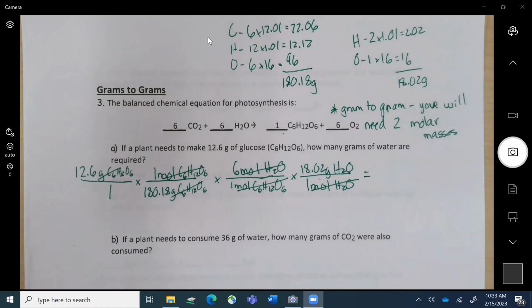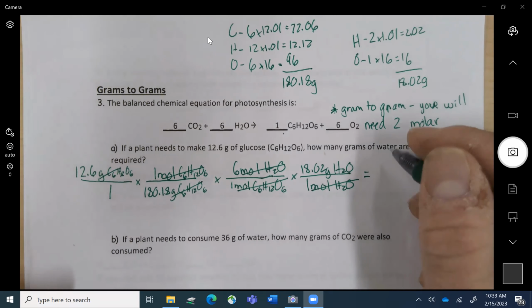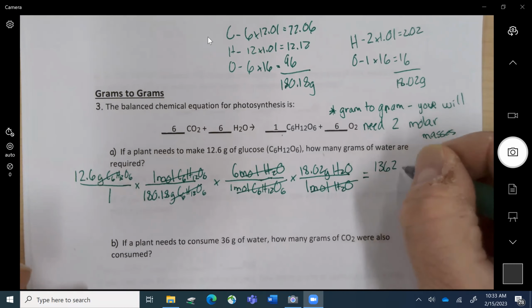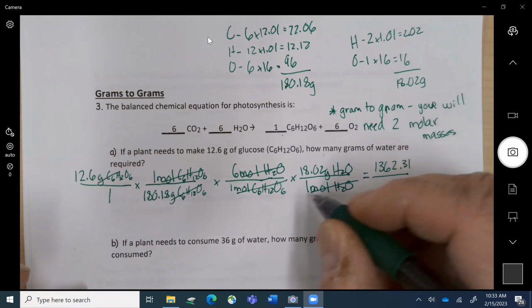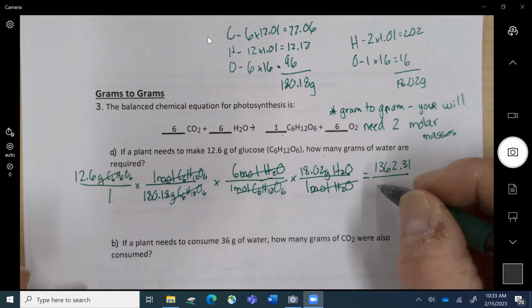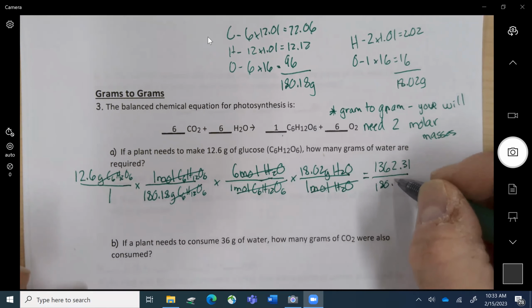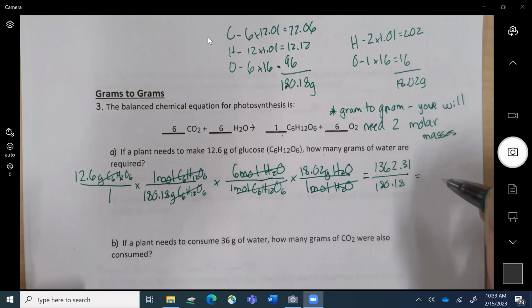Okay. So let's go ahead and do the math on this now. So it's everything across the top. So it's 12.6 times 6 times 18.02. Gives me 1,362.31. Now, this is all ones on the bottom, just so you know, it doesn't always end that way.